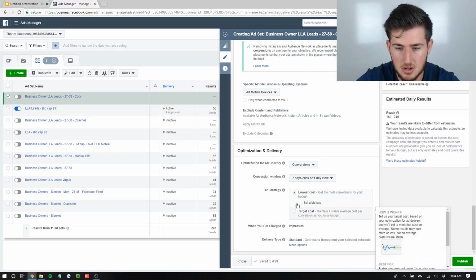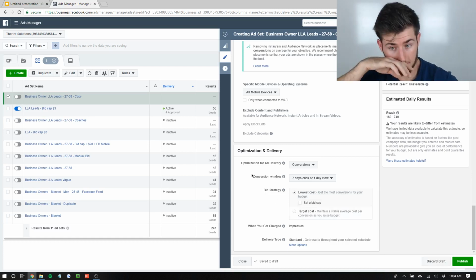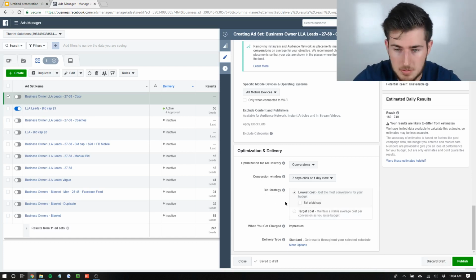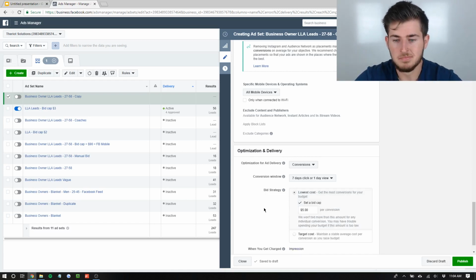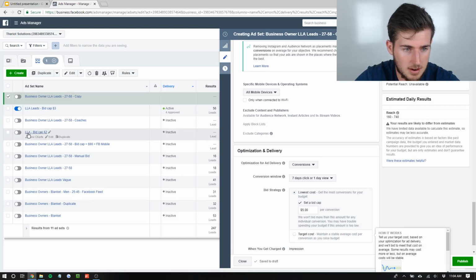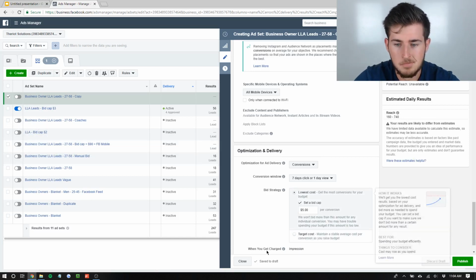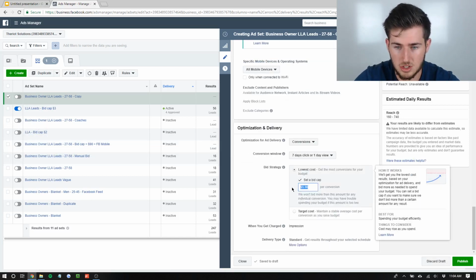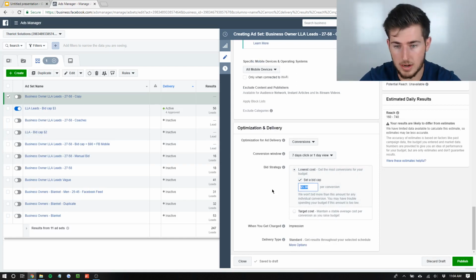And then you want to go right here where it says conversion, or for optimization of what you're optimizing for, set a bid cap. And you want to make sure it's lowest cost, not target cost, because the target cost is what I was running right here for this manual bid, and it was just averaging around a certain one. But you can set a bid cap right here to whatever you want.